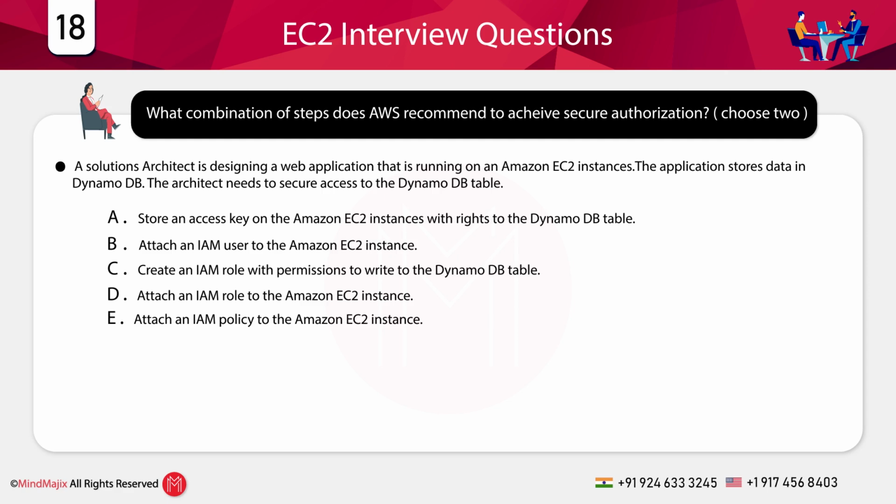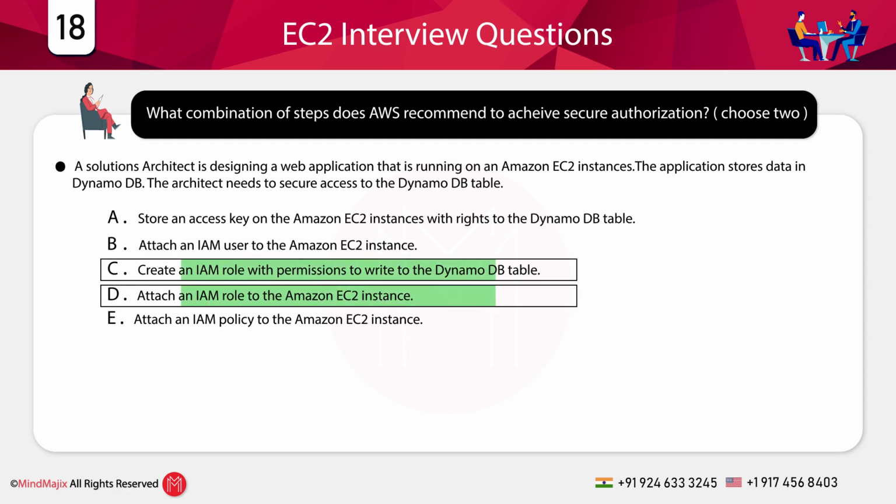So A and E are eliminated. We don't use access keys, IAM user will not help here, and IAM policy also will not help here. I mean, we can't attach it. So here the answer is, first I have to create an IAM role with the basic permissions that we want, and then we have to attach that IAM role to the EC2 instance. Here the options are C and D.